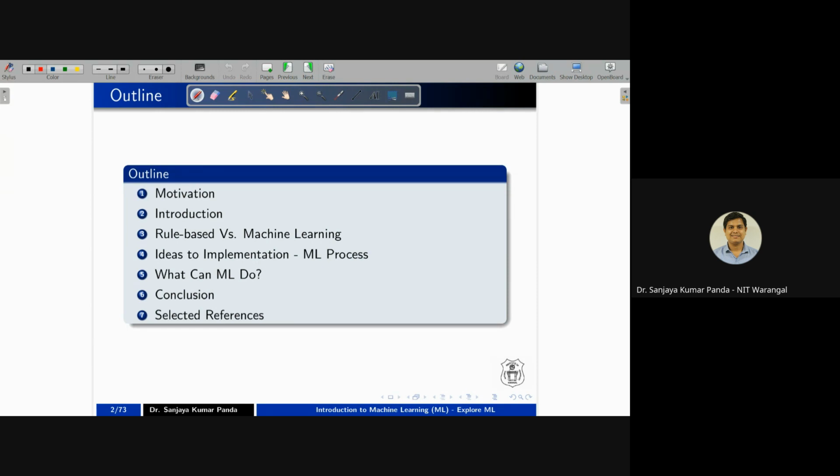Then we'll go for a simple idea for its implementation. We'll see the machine learning process and how to implement machine learning algorithms. It is also important to know what machine learning can do and what it cannot do. As an academician, I can say that those people who are interested in machine learning, irrespective of their problem, try to apply machine learning techniques. That is not a good way to do research, right? First, we need to understand for a particular problem whether machine learning is applicable or not. If it is applicable, then we will proceed. So we need to understand what machine learning can do, followed by the conclusion and the references.